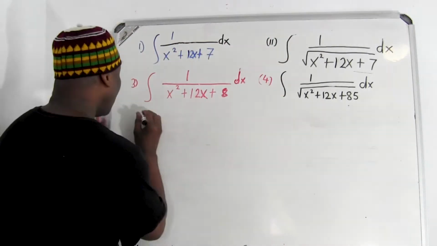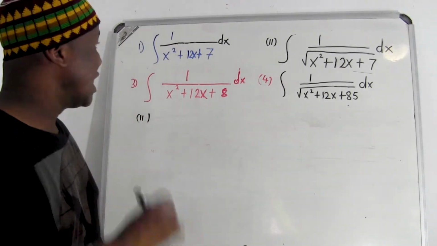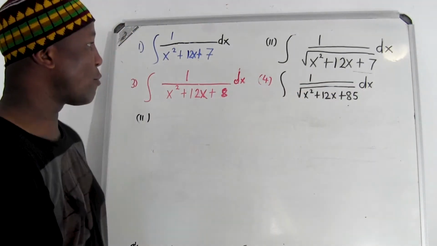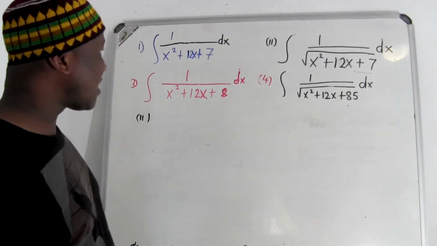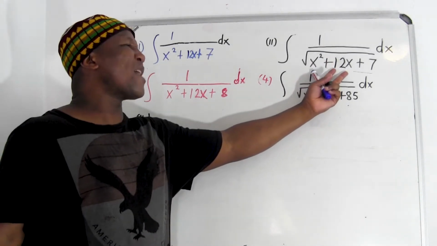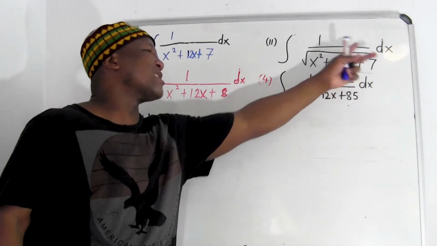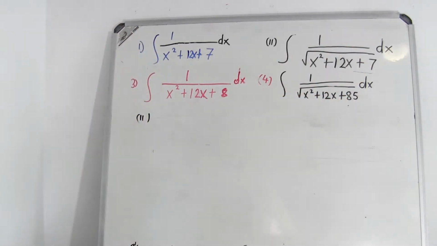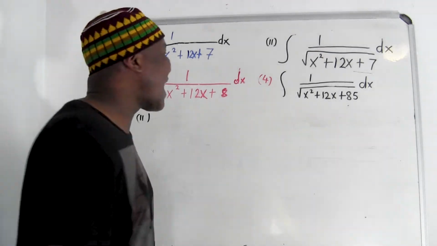Okay, question number 2, the approach is almost similar. So we're going to take that one, and then we have to complete the square. Here, we don't have to factorize anyway, because there's a root. So factorizing is not going to save our life, because there's a root.